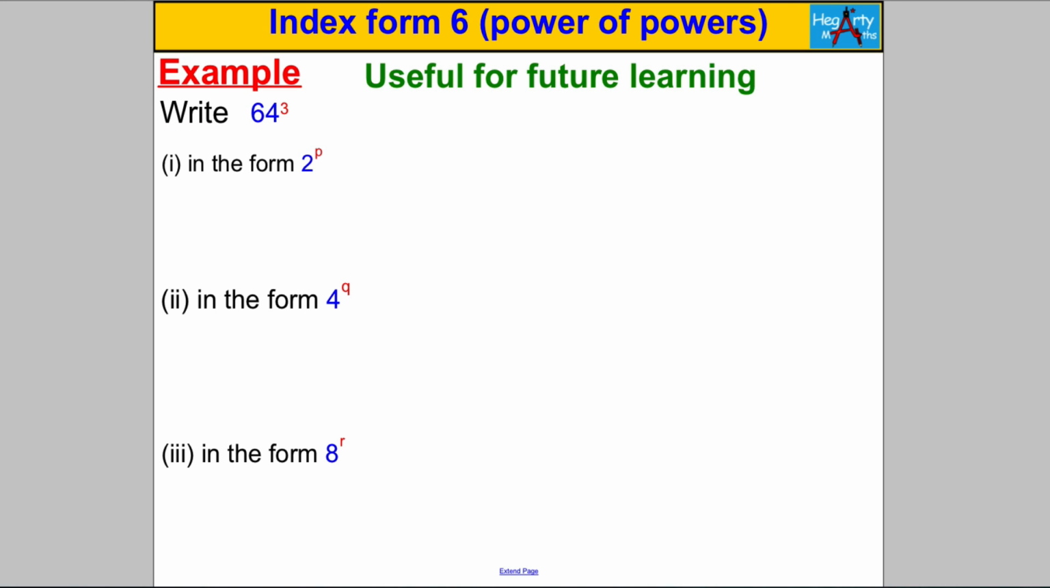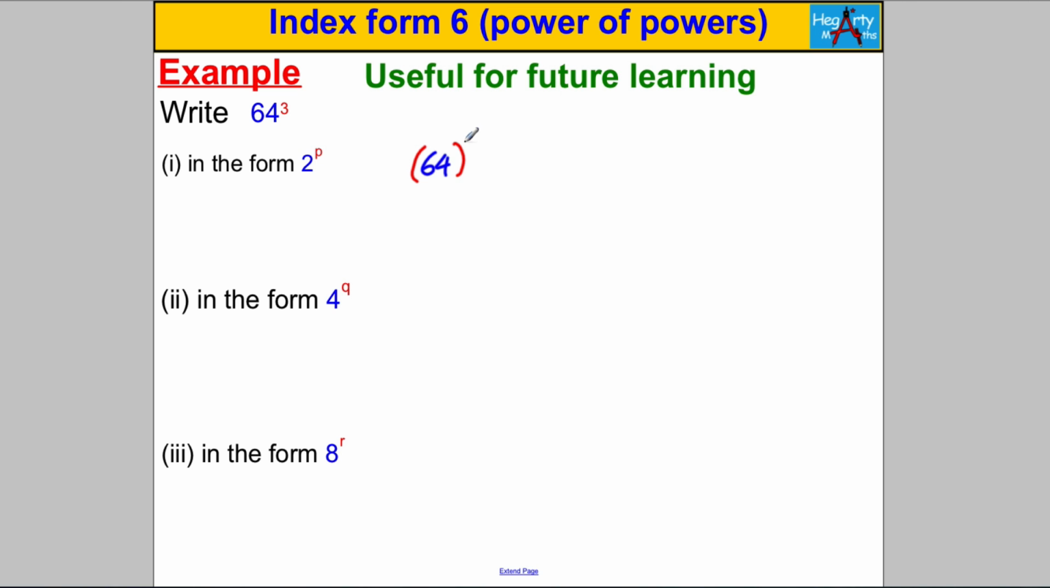Now, this skill here, I haven't talked about in the video, but we can do it based on what we've learned, and it is going to be so useful for the future, for hard questions and future maths. So, let's just go through this together. It says write 64 cubed in the form 2 to the power of something, in the form 4 to the power of something, in the form 8 to the power of something. And this is how I'm going to do that. So 64, I'm going to write cubed like that.